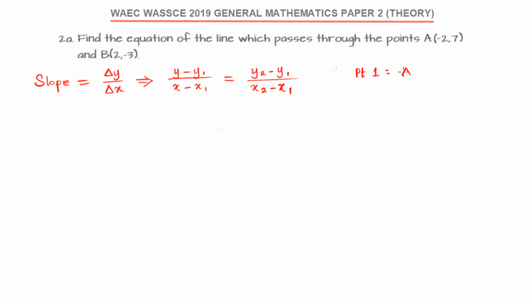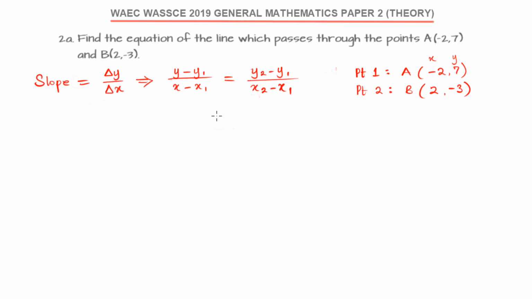Here, in this case, it's point A, which is minus 2, 7, and the second point will be point B, which is 2, minus 3. So, that means the first entry corresponds to x, and the second entry corresponds to y. So we are to use that in the equation of the straight line, which you derive from the slope.